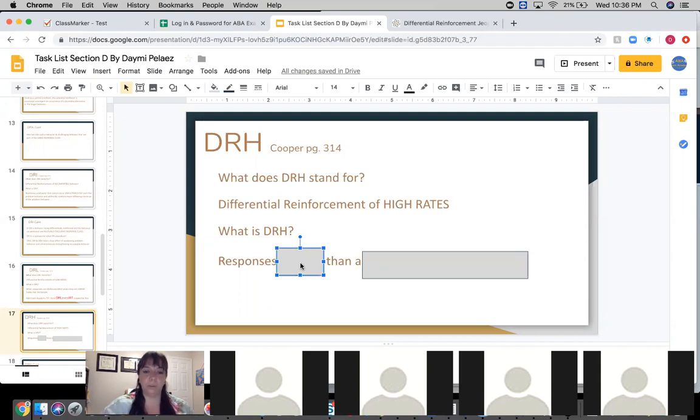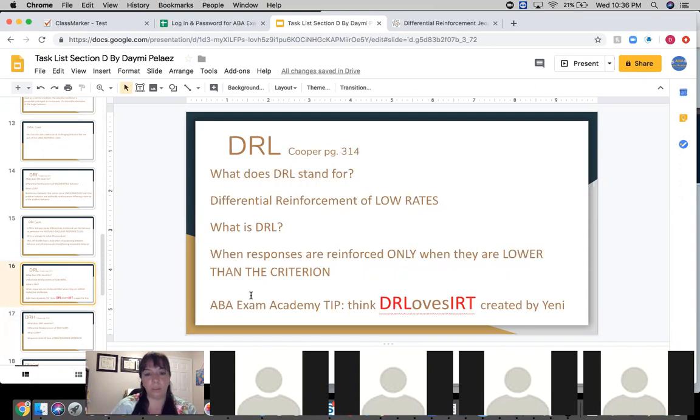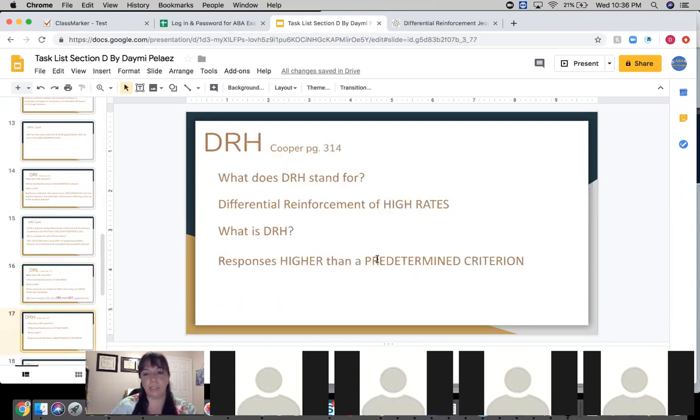Right. So responses higher than a predetermined criterion. In DRL, we talked about lower than the criterion, and in DRH, it's higher than a predetermined criterion. So basically the opposite of DRL is DRH. Does anybody want to give an example of DRH? Like the hand raising that you spoke about, for a child who is not raising their hands, you want to use DRH to get them to raise their hands more. Or like the other example, a friend who doesn't call you often, you want to use DRH to make them call you more than they are.